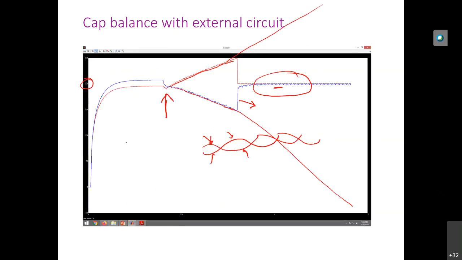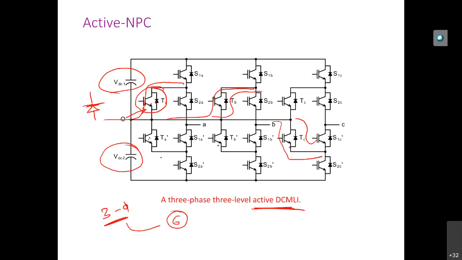Whereas this active neutral point clamped one requires six of such, which means four extra. But the good thing is the diodes are now absent. So this is the active neutral point clamped inverter.